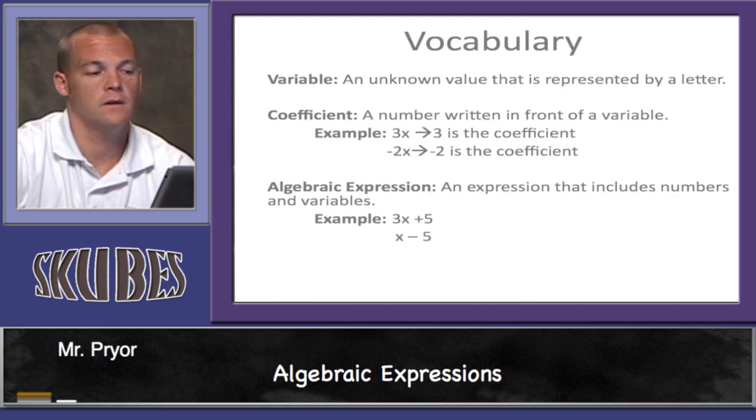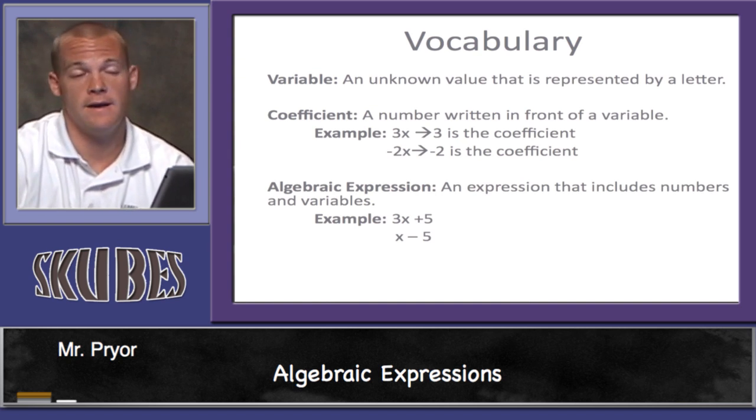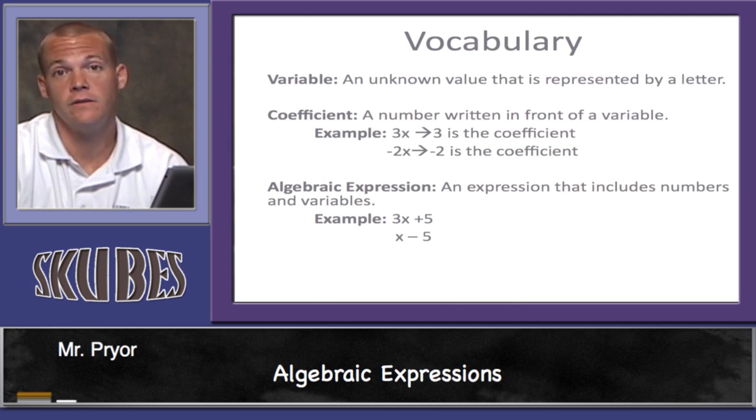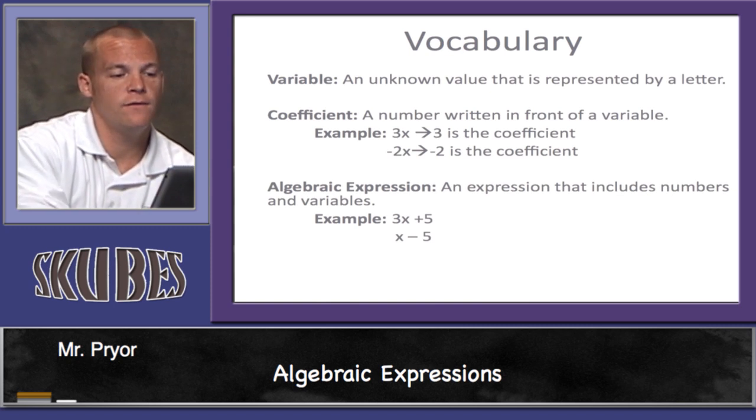Alright, so let's take a look at a couple of terms you'll need to know in order to be able to do this. First of all, what a variable is. A variable is simply an unknown. It takes the place of something we don't know in math. So you can really use any letter to represent it, or symbol for that matter, but typically you'll see them written with letters.